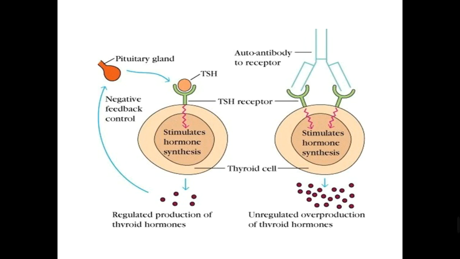This figure demonstrates how the thyroid stimulating antibodies act on the receptors of thyroid stimulating hormone that are present on the cells of the thyroid gland. They will activate these receptors and stimulate the synthesis of thyroid hormone by the thyroid gland and result in unregulated overproduction of thyroid hormone from the gland.